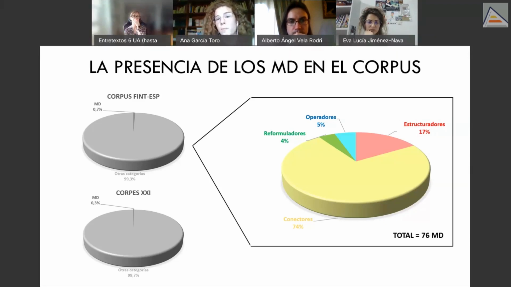Los marcadores que encontramos en nuestro corpus se distribuyen de esta manera. Estoy hablando de los 76 que elegimos en un primer momento. Hay predilección por los conectores y después los siguen los estructuradores, y esto se explica porque estos tipos de marcadores hacen avanzar temáticamente la argumentación, una progresión temática, frente a los reformuladores o los operadores que quedan rezagados en estos porcentajes.